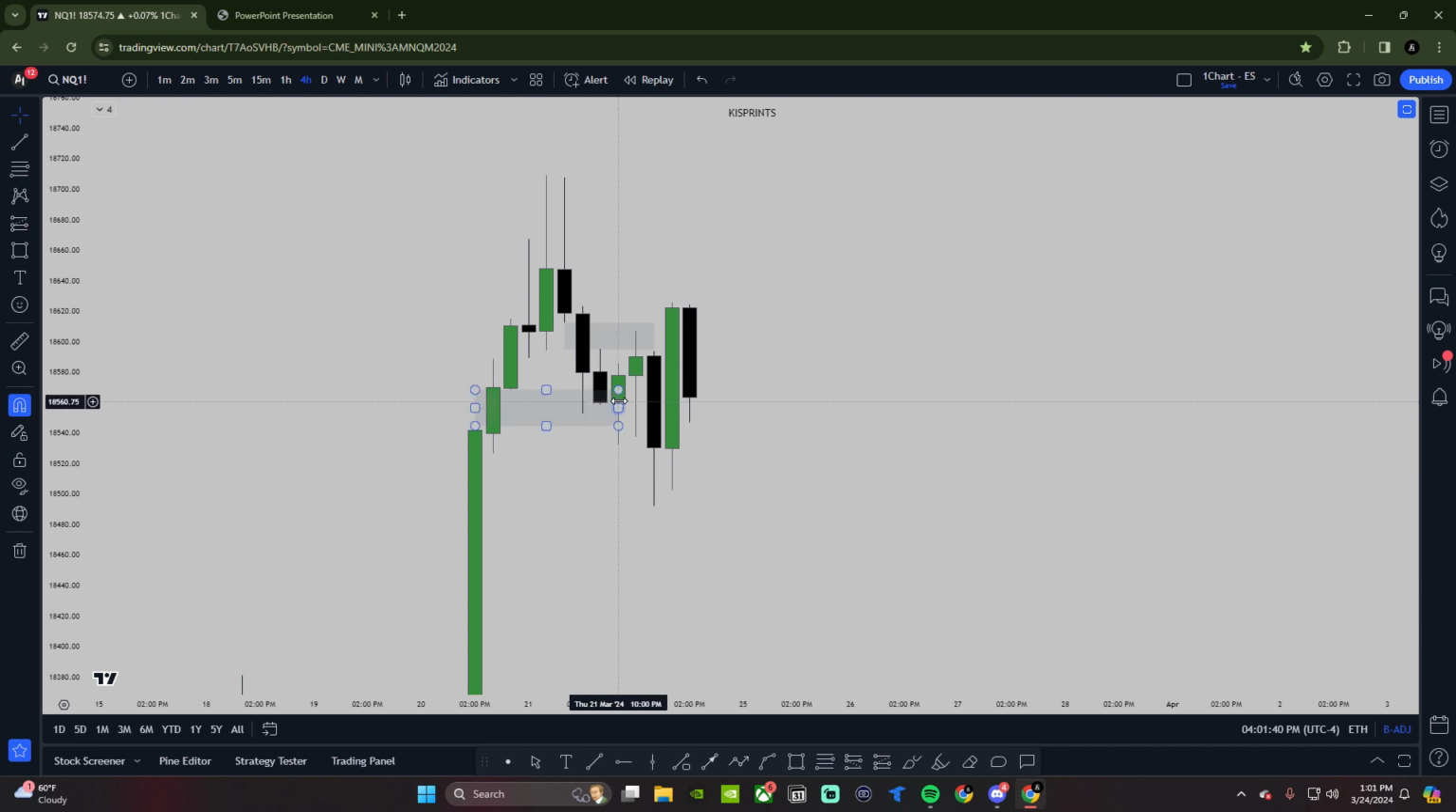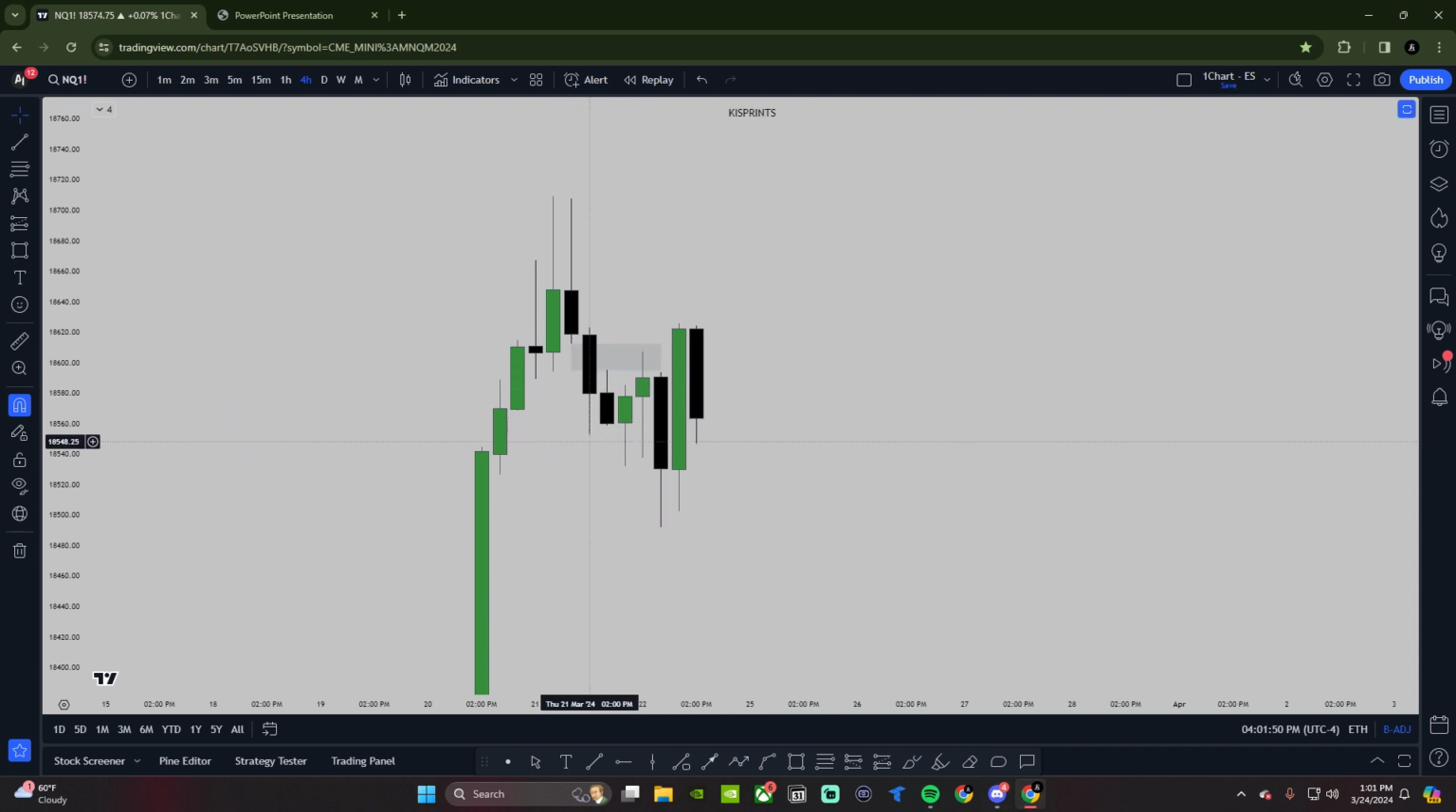So 2 p.m. and 10 p.m. on Thursday, it was already tapped into. So it's already been touched multiple times. But what that means is it's becoming weaker the more times the imbalance has been tapped into. Because remember, an imbalance simply is just displacement of a candle.